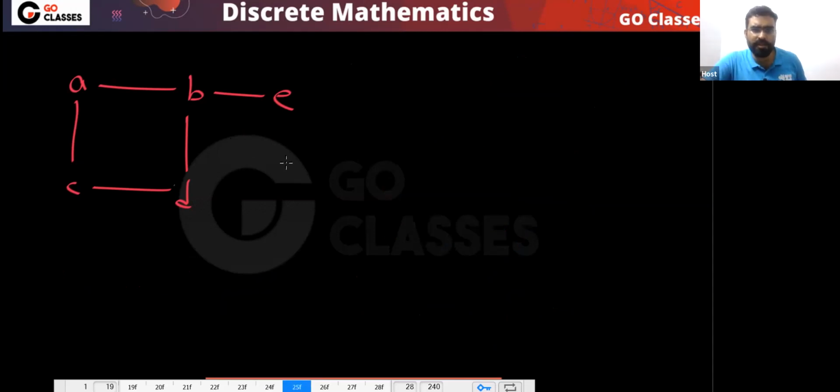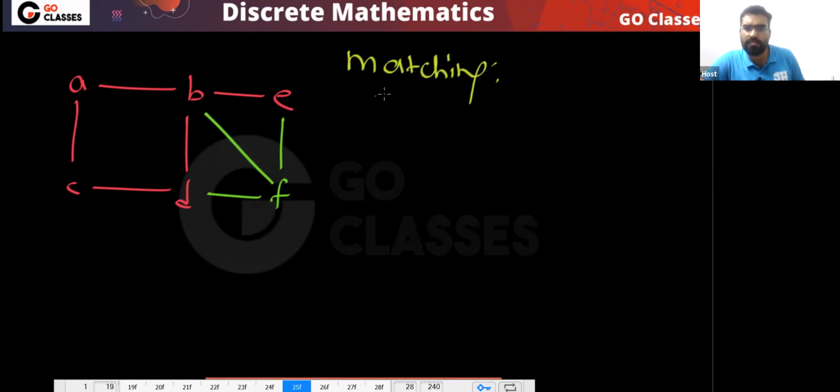And let me take another example. For example, E, F. Okay, so let's assume this is your graph. Now what will happen? Give me the largest matching. Can anyone give me the largest matching? What is the largest matching that you can create?